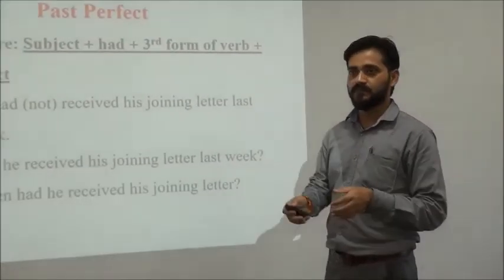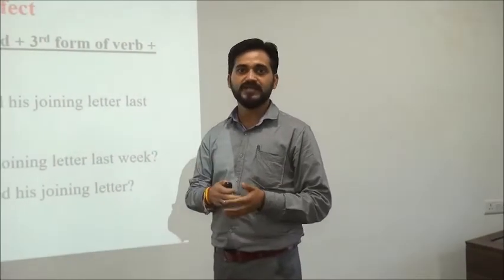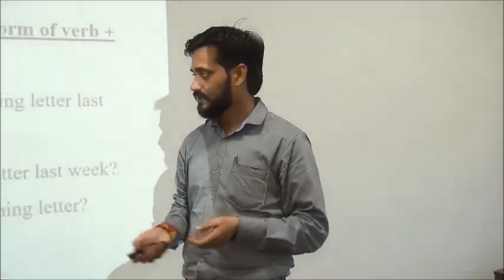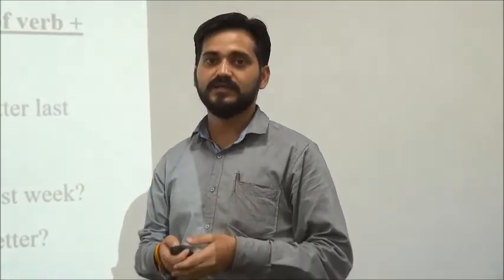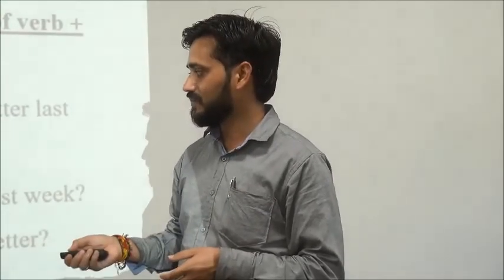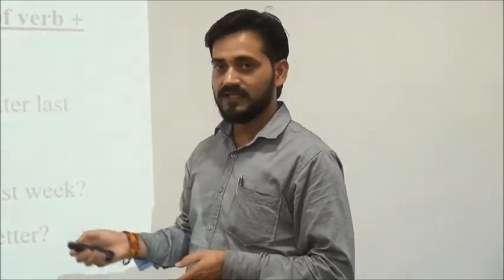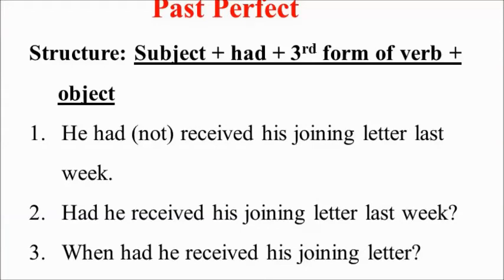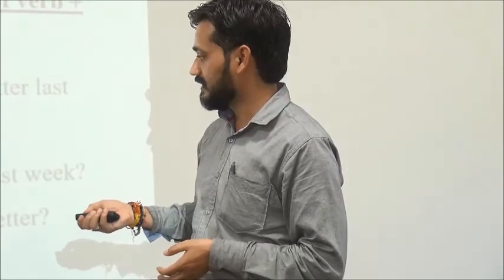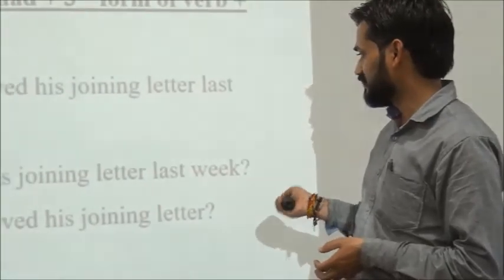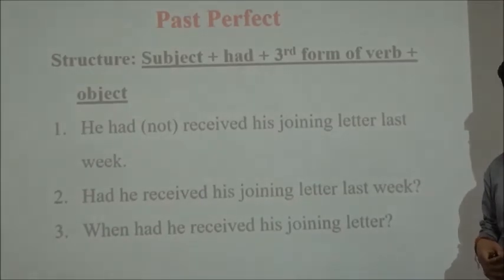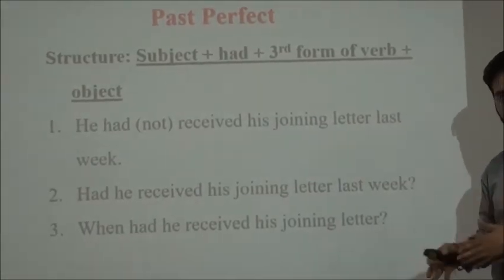Now move on to the last sentence: when had he received his joining letter? This is when you use the WH form of the question, like what, when, why. So when you add this form of the question, you put the WH word first, like what, when and why, then had, subject, received, the third form of the verb, his joining letter, the object, and you can also mention time, it may be last week or yesterday. So this was the condition when you have to speak something in past perfect tense.